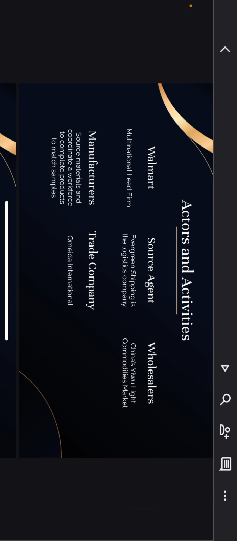Also, the source agent will be Evergreen Shipping, which, for me, is the most important actor, because it needs to be clear and to be able to communicate at all times. So if there's something that is not said by the source agent, everything can go wrong.